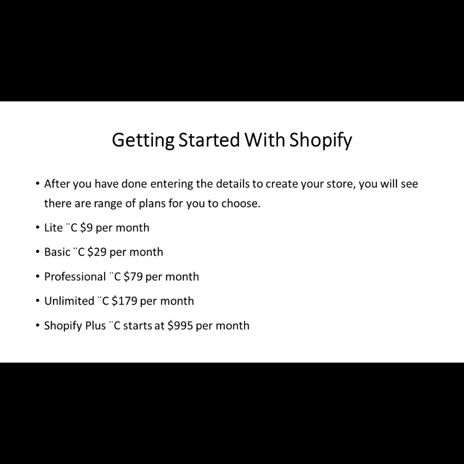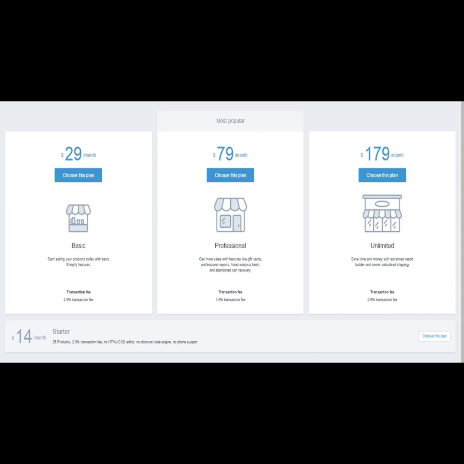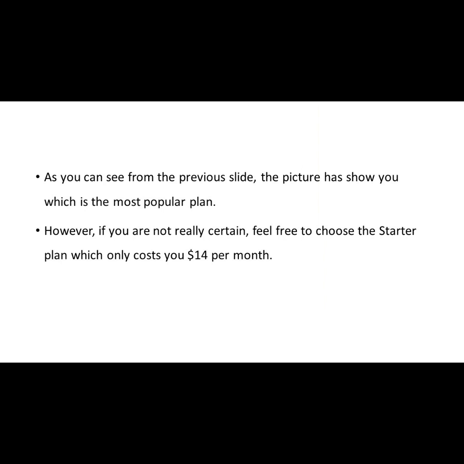The Lite plan doesn't include many features. It only allows you to sell your product through social media pages, which means you'll not have your own online store on Shopify. And of course, the higher the price of the plans, the more features you get. The picture above shows the plans and features for you according to the price given. If you're not really certain, feel free to choose the starter plan, which costs you only $14 per month.